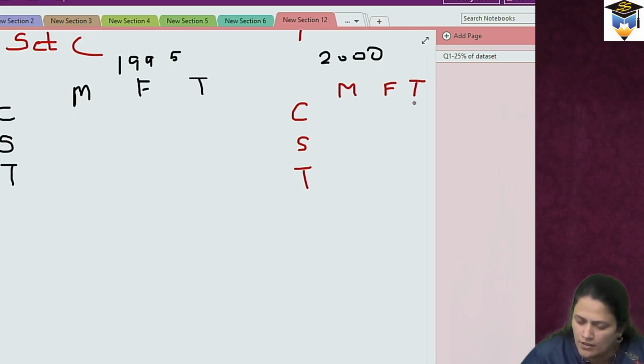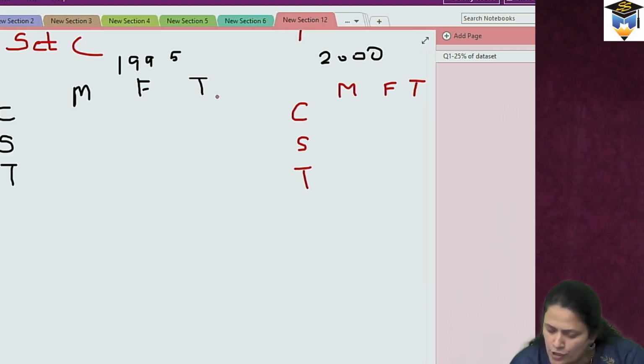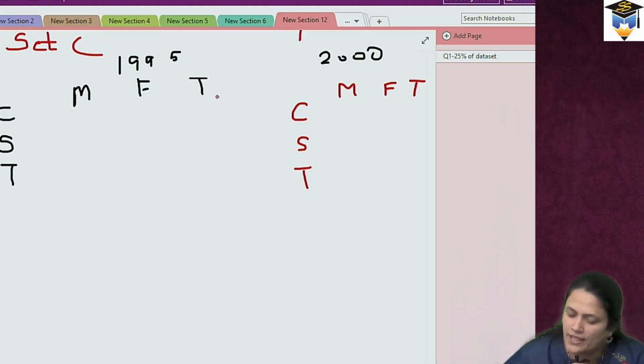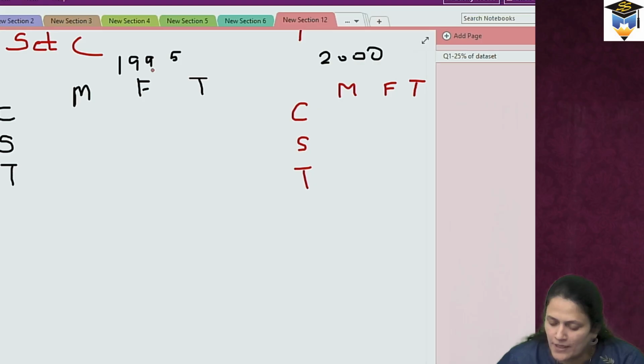Now let us fill up the information. They have asked us to find the ratio of commerce and science female students after combining. What are the answers? How many male students?